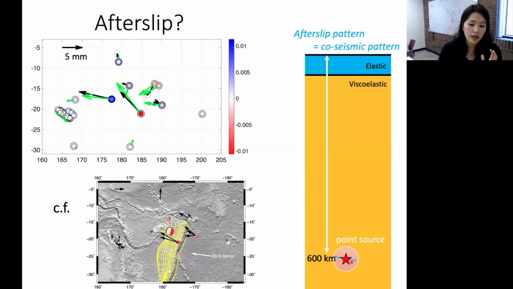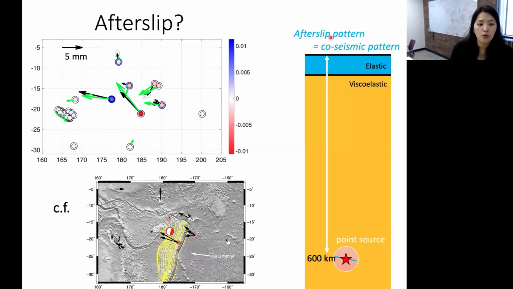However, since you're so far away down there at 600 kilometers, even if afterslip happens in the surrounding area, from the observation point of view at the surface, it's almost like you're still looking at the point source, almost the same location. What that means is that if there was afterslip present, the surface deformation pattern you would observe would be more or less the same as what you observe for the post-seismic deformation pattern.